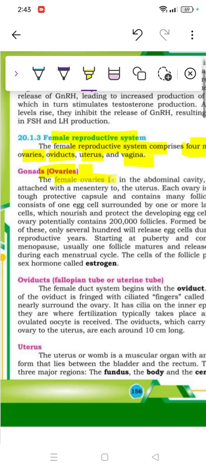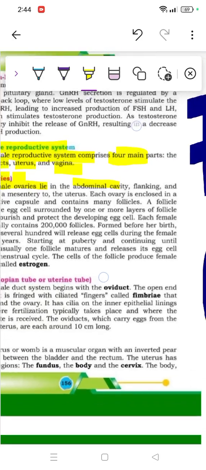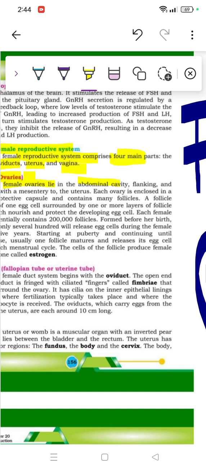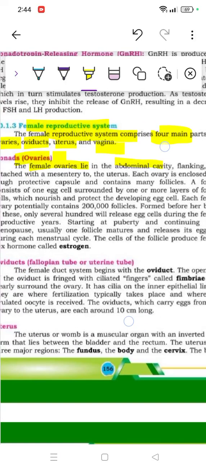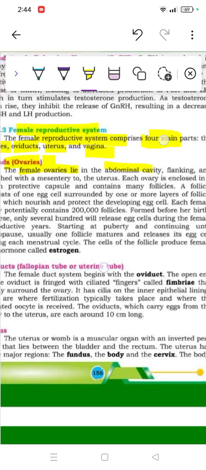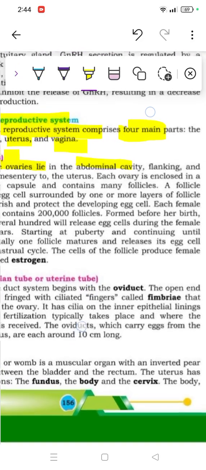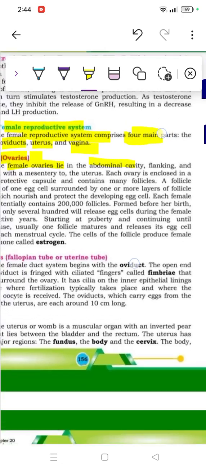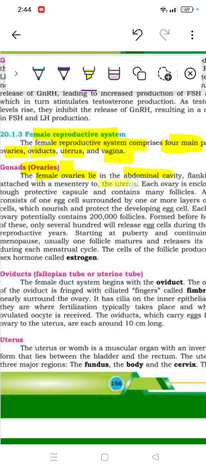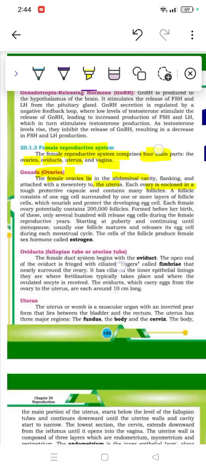The female ovary lies in the abdominal cavity. When we talk about position, we have the thoracic, then the diaphragm in the middle, then the abdominal cavity, then the pelvic region or pelvic cavity comes. So ovaries lie in the abdominal cavity, but if we talk particularly about the region, that's called the pelvic cavity. They flank and are attached to the uterus. Each ovary is enclosed in a tough protective capsule and contains many follicles.